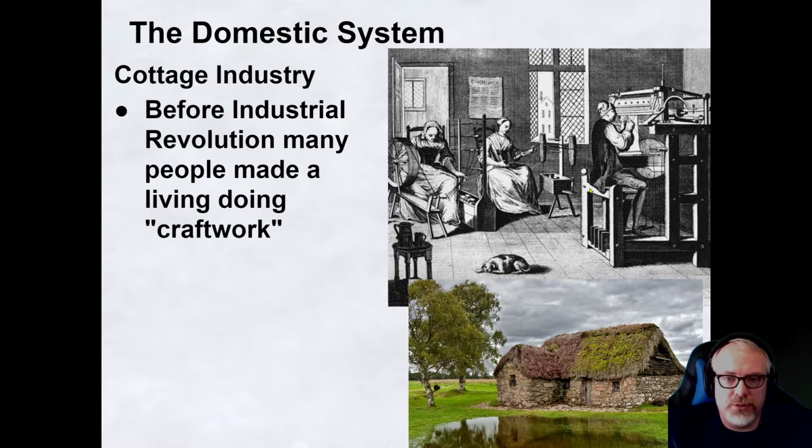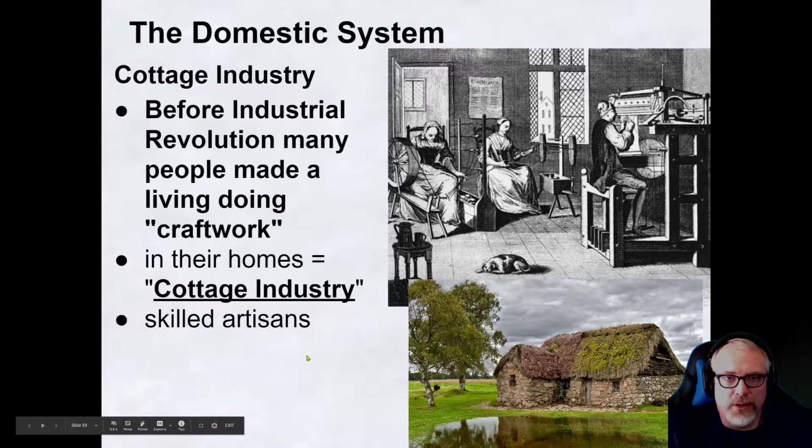So the early domestic system was the cottage industry, and this predates the Industrial Revolution. This is where people would do craft work from home. As you can see in this image here, there's this person spinning the cloth. I think she's making the yarn. She's taking multiple threads, and then this person is weaving it into some fabric. So people did it from their homes, and this is generally what homes would have looked like at the time.